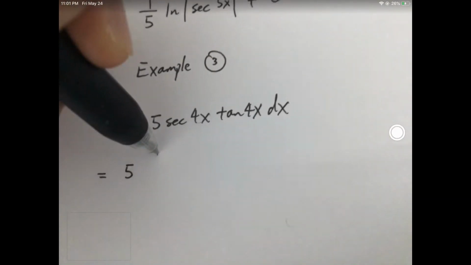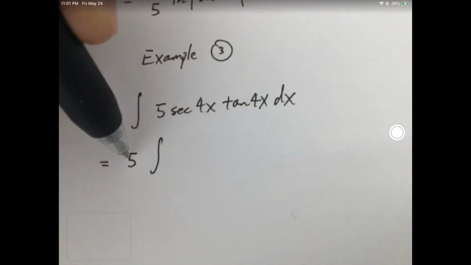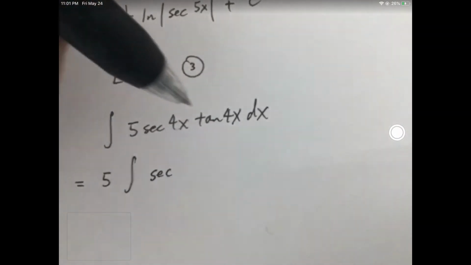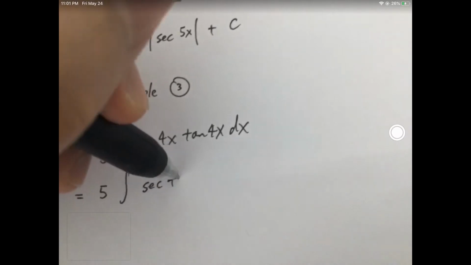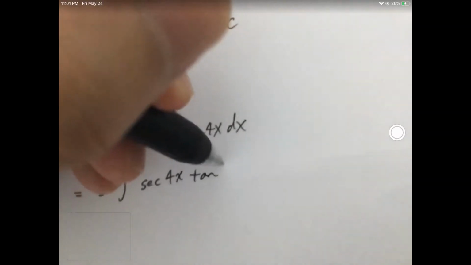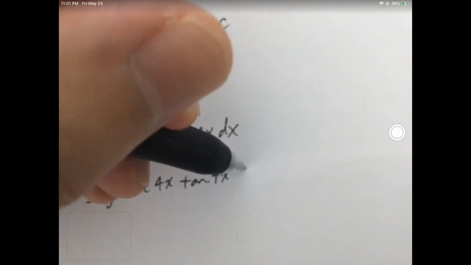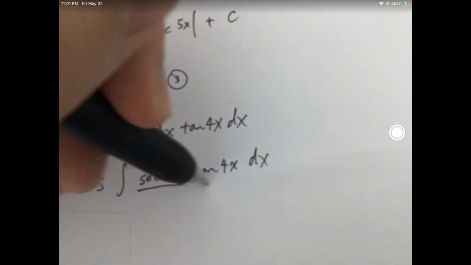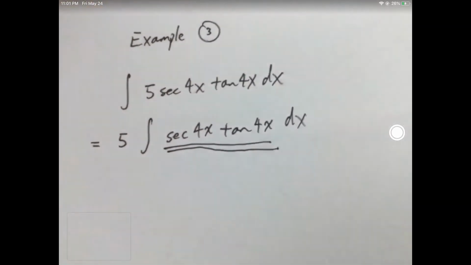So that will become 5. With the 5, the coefficient, it doesn't do anything with the integral, so we take it out of the integration because it wouldn't affect it, and then we just focus on secant 4x tan 4x dx.